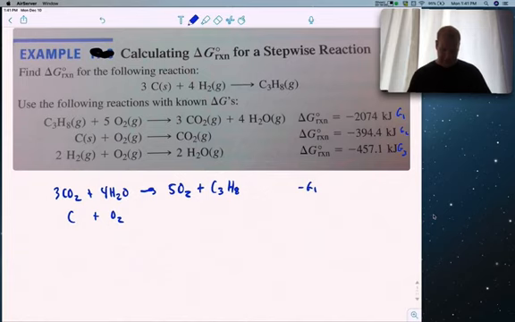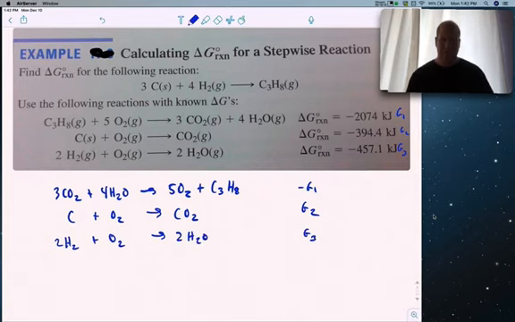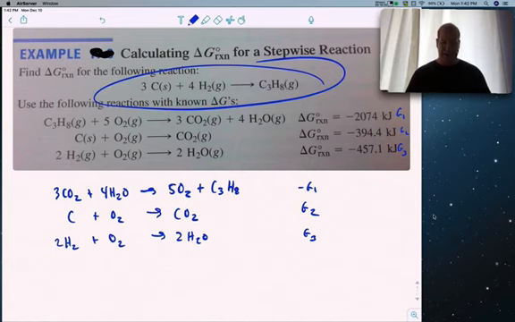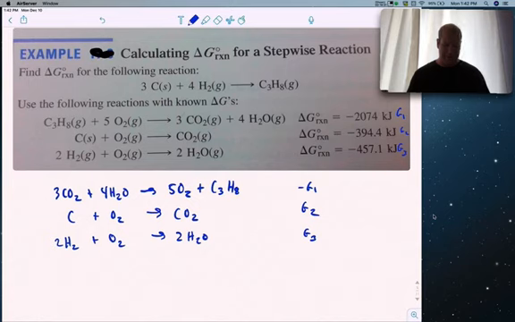Carbon plus oxygen goes to CO2. This is G2. Then we have 2 hydrogens plus oxygen makes 2 waters, and this is G3. Now the next thing I do is look at the equation I want. I need to have the right number of reactants. The other thing I can do is get rid of intermediates, I mean oxygen, carbon dioxide, and water. I need to get rid of these. In your logic, you can try to get rid of those, or you can get the reactants. I think in this case it's easier to get the reactants.